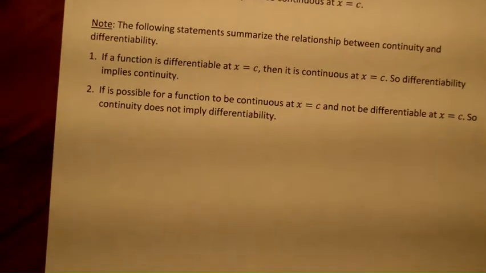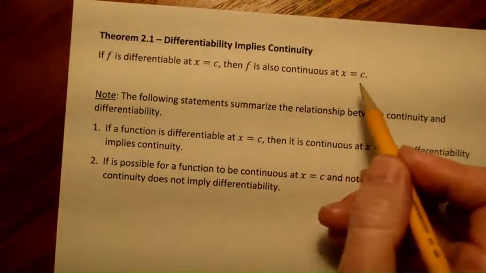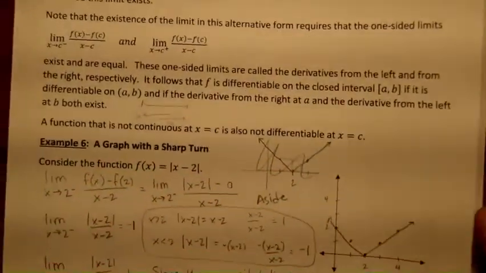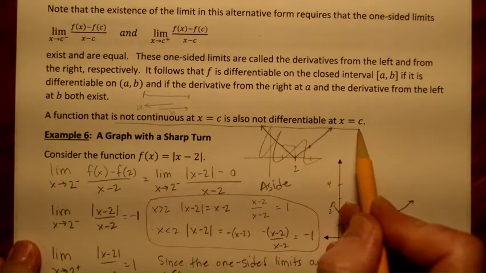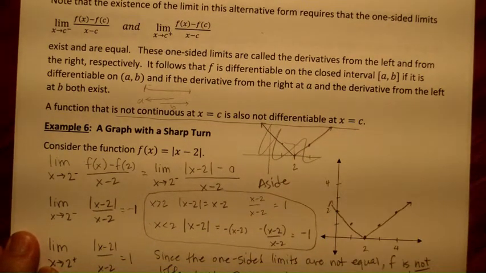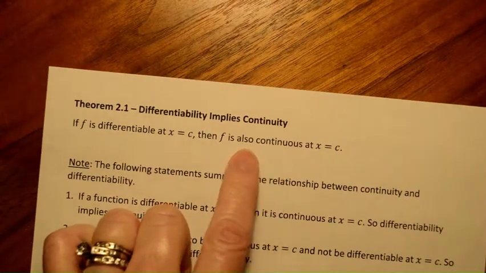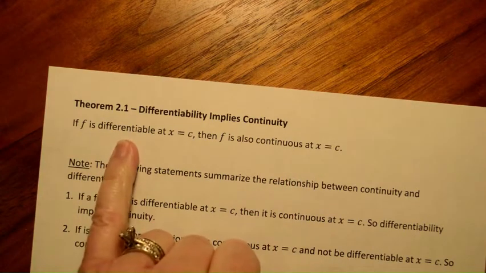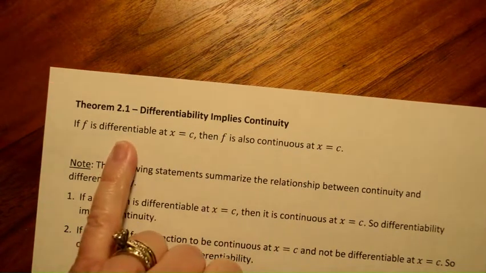So here we have theorem 2.1. If f is differentiable at c, then f is also continuous at c. I'm going to remind you back in the middle of the previous page where we had this line: if f is not continuous at x equals c, then it is not differentiable at x equals c. But here we get the stronger positive version, which says if it is differentiable, then it is also continuous. In other words, differentiability is stronger than continuity. If you're differentiable, it also guarantees continuity. Continuity does not guarantee differentiability.